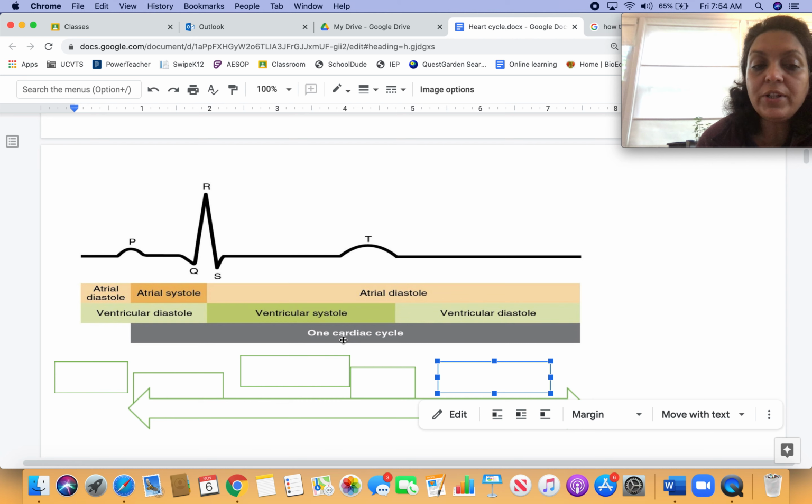And one cardiac cycle starts from the atrial diastole to the end of the ventricular diastole. So that's one cardiac cycle. Atrial systole, ventricular systole, atrial diastole, ventricular diastole. That's a cardiac cycle.